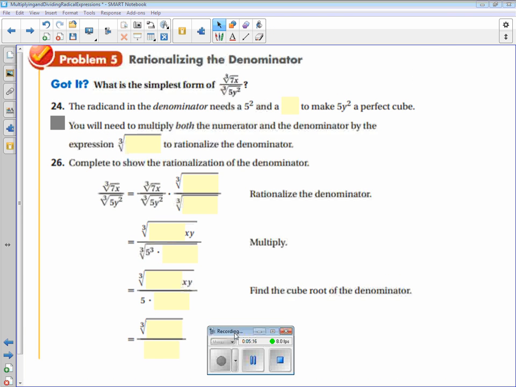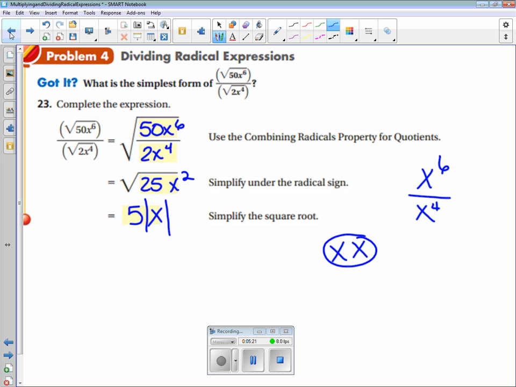Got to divide those two. This one's a little different. Yeah, I just divided. And I just simplified. That's all. Divide, simplify. Because it's an odd power. 1 is an odd number.